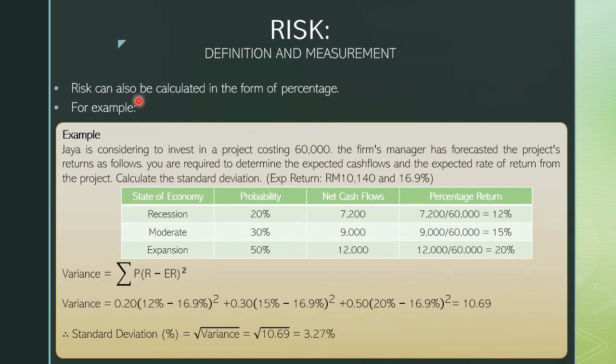If you want to calculate in the form of percentage, the same formula applies, only we take the return and the expected return in the form of percentage. Then we should get a variance around 10.69. We square root the variance, and the standard deviation is around 3.27%. So the lower the standard deviation, the less risky the security is. The higher the standard deviation, the more risky the security is.